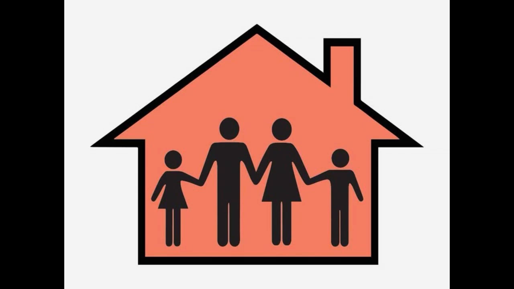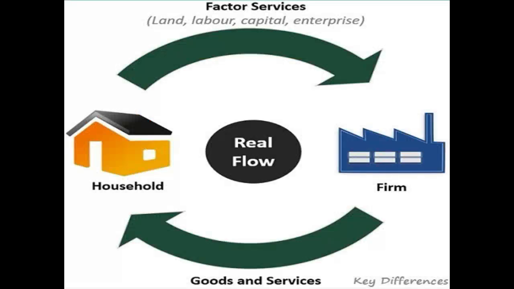Now, let us also know about two different types of flows. There are two different types of flows. One is real flow and the other is money flow. Now, what is real flow and what is money flow? So, real flows refer to the flow of actual goods or services. That means the physical transfer of goods and services amidst the two sectors, that is households and firms. Hence, it is also said as product flow or physical flow.